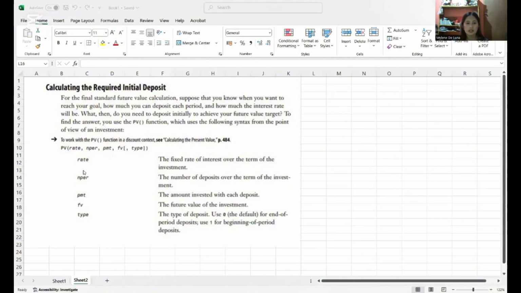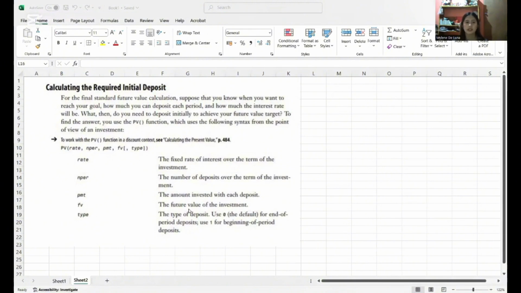And isa-isahin natin yung mga nakapaloob dito. First is rate, the fixed rate of interest over the term of the investment. And the second one is N per, or end period, the number of deposits over the term of the investment. And next is PMT, the amount invested with each deposit. And next is FV, the future value of the investment. And the last is type, the type of deposit. Use 0 for end of the period deposit, and use 1 naman for the beginning of the period deposit.